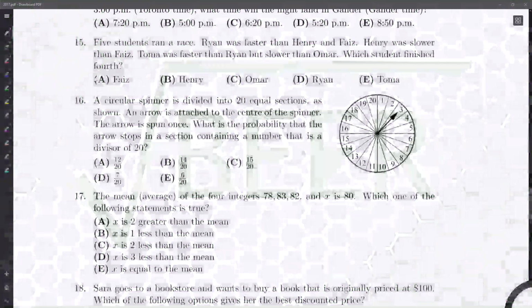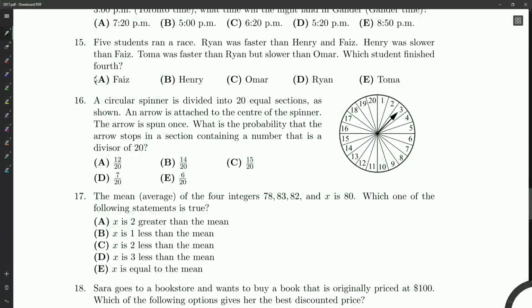We're looking at more of the Grade 7 Gauss paper from 2017, and we're up to question 16 now. A circular spinner is divided into 20 equal sections. We have a picture of it right here. An arrow is attached to the center of the spinner. The arrow is spun once. What is the probability that the arrow stops in a section containing a number that is a divisor of 20?